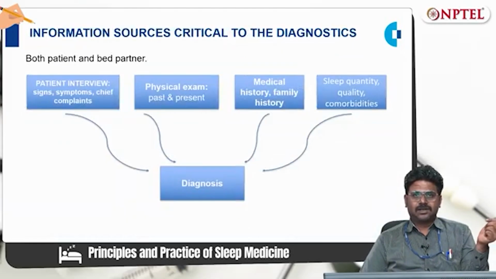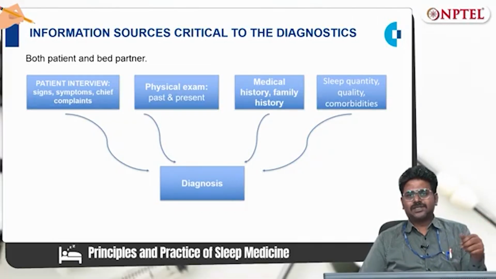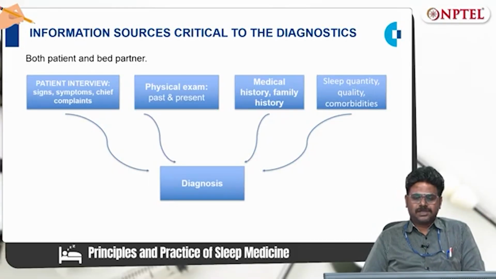Information sources critical for diagnosis include both the patient and the bed partner. There should be a detailed patient interview regarding signs, symptoms, and chief complaints, and physical examination, past and present medical history, and family history. Then a detailed history about sleep quality and comorbidities can lead to the diagnosis.